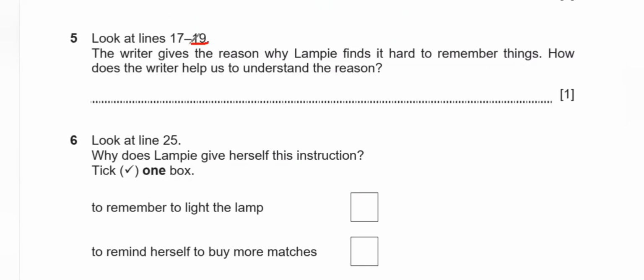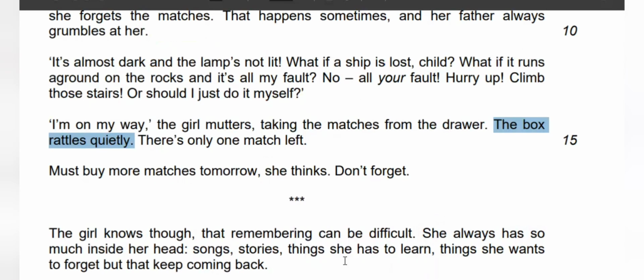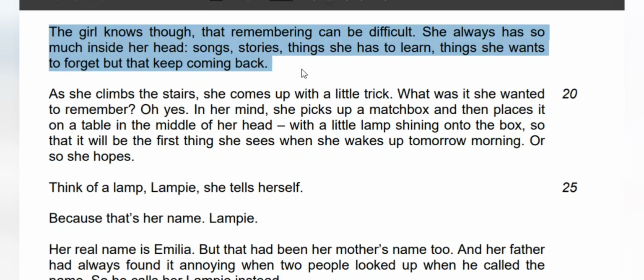Look at lines 17 to 19. The writer gives the reason why Limpy finds it hard to remember things. She has a reason. How does the writer help us to understand the reason? So he gave us the reason. How does he help us to understand it? Okay, lines 17 to 19. The three lines of this paragraph.